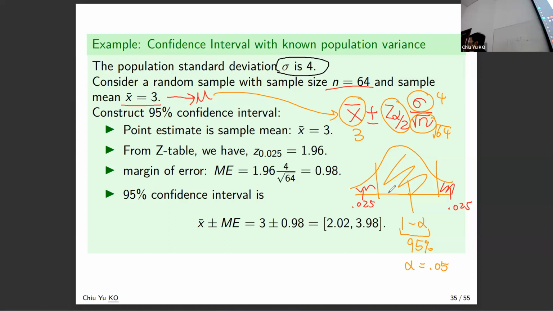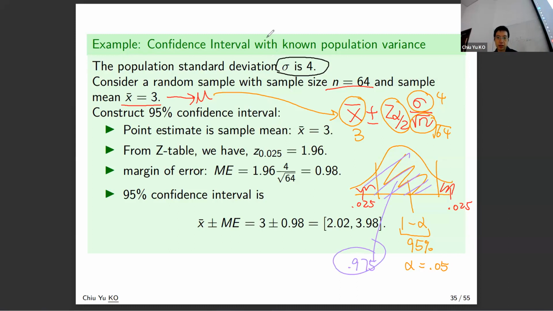If you look at the Z table, this is 0.975, so it's just F of 0.975. Look at the Z table. Let me check it with you. How to get this 0.975 together?